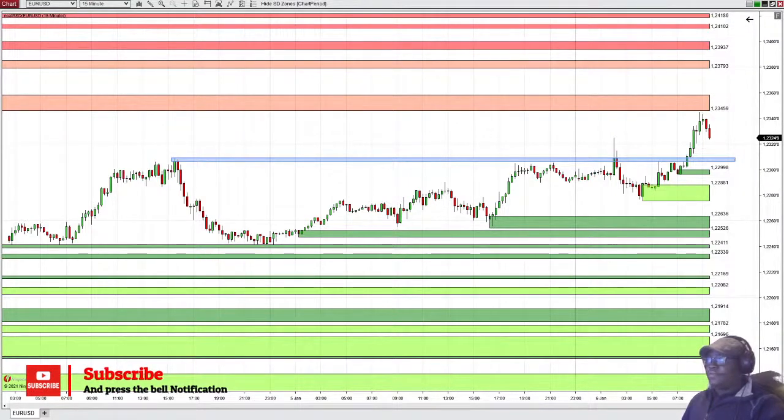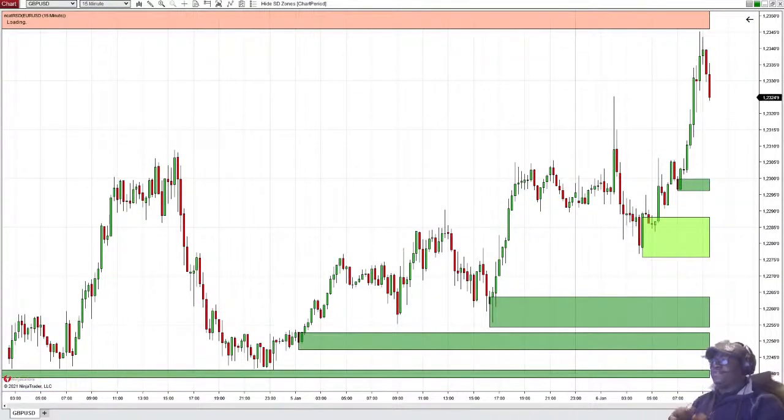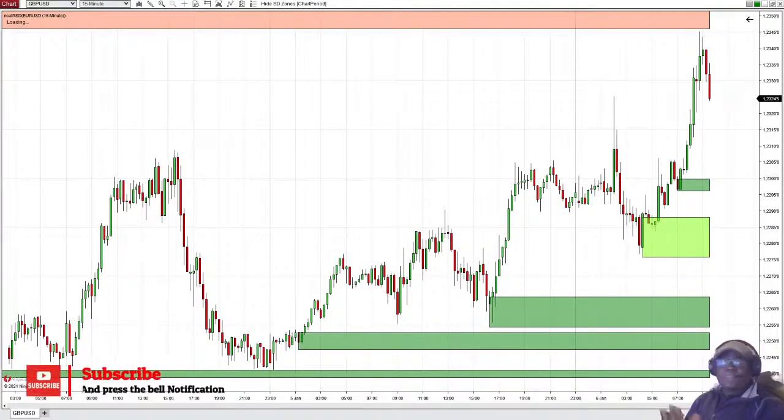Okay. Let's look at the GBP USD, Great British pound US dollar.